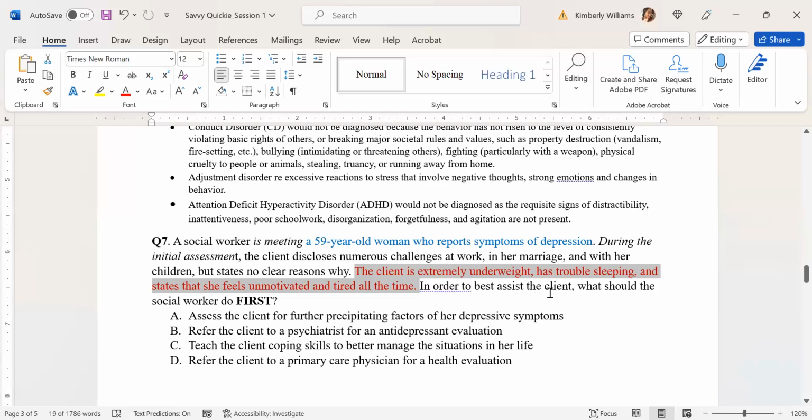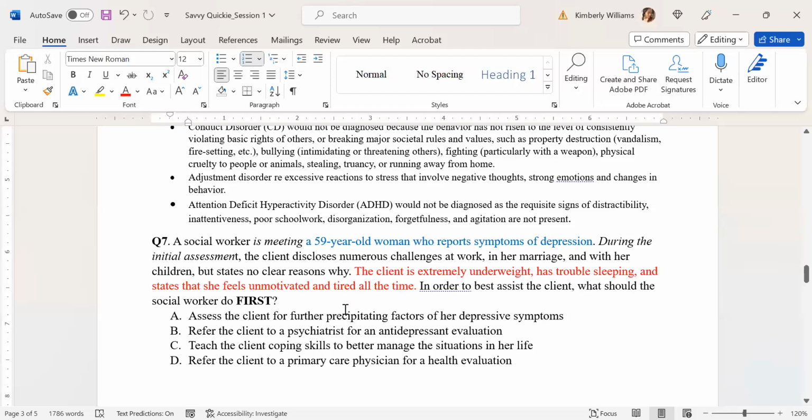In order to best assist the client, so that means you're already meeting the client where they are and doing the most important thing for the red statement, which is your priority. A, is that going to be assess the client for further precipitating factors of her depressive symptoms? Is that going to be the most important thing you're going to do about her being extremely underweight in all of this? B, refer the client to a psychiatrist for an antidepressant evaluation. Is that going to be the most important thing that you're going to do for this red statement?